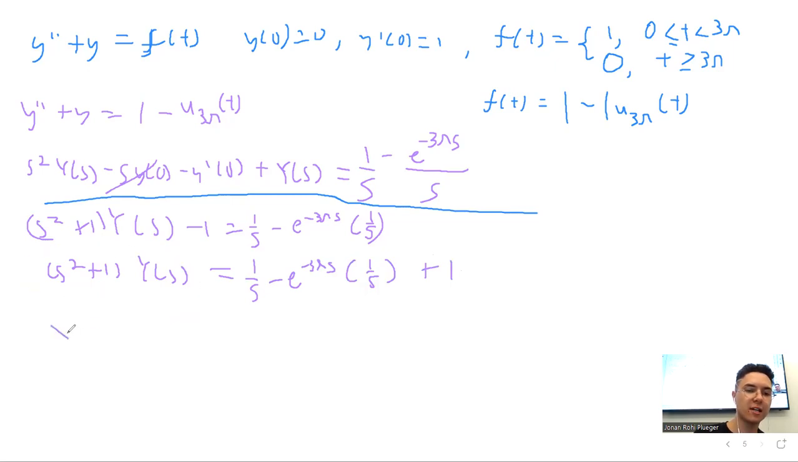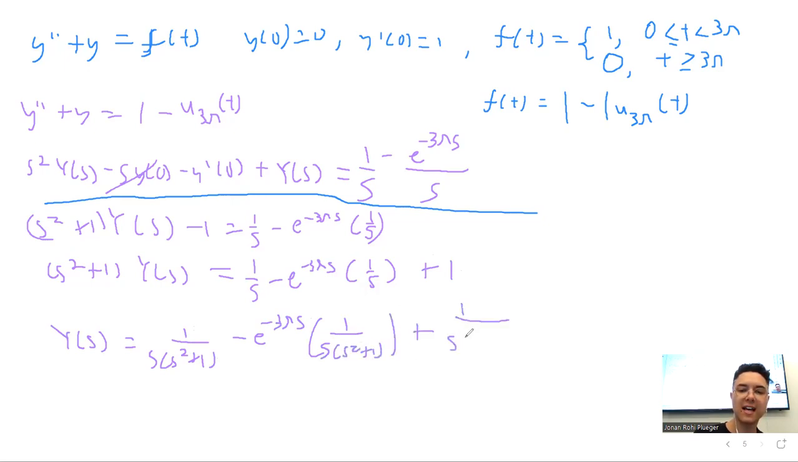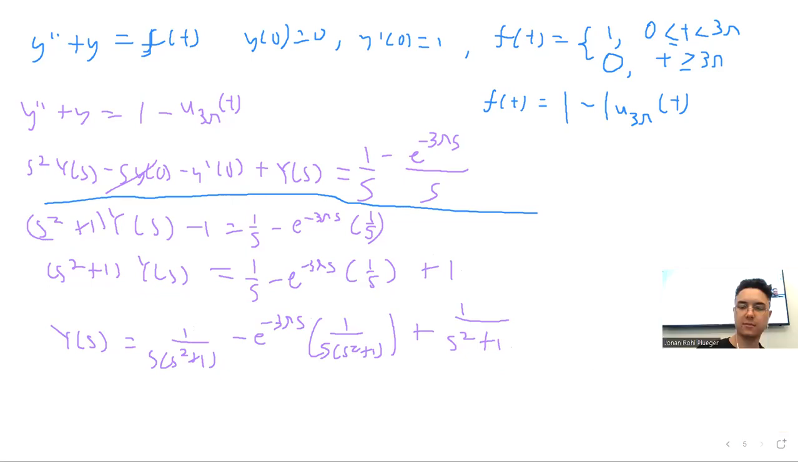We'll divide s squared plus 1 everywhere to get Y of s equals 1 over s squared plus 1 minus e to the negative 3 pi s, 1 over s squared plus 1 plus 1 over s squared plus 1. This is immediately inverse Laplace transformable, yes? So now we simply need to do partial fractions for our friend 1 over s squared plus 1. Great. So, 1 over s squared plus 1 is the sum of what two terms?